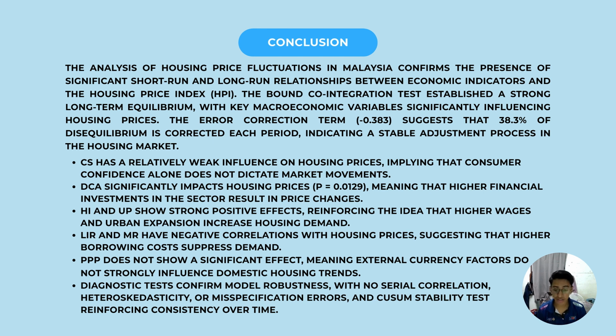We have come to the conclusion. The analysis of housing price fluctuations in Malaysia confirms the presence of significant short-run and long-run relationships between economic indicators and the housing price index. The bounds co-integration test established a strong long-term equilibrium with key macroeconomic variables significantly influencing housing prices. The ECT, which is negative 0.383, suggests that 38.3% of disequilibrium is corrected each period, indicating a stable adjustment process in the housing market.